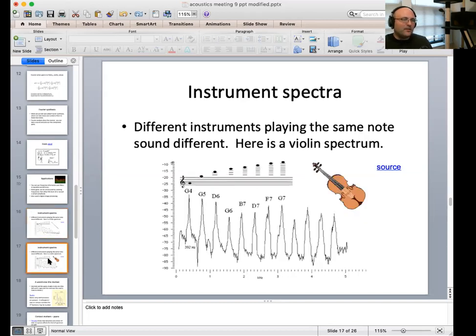Okay. Now, a violin playing the same note, right, it has all the same spikes. Everything in the harmonic series is there, but it's a different mix of them. So this different mix is what lets us hear this instrument as different from the other.